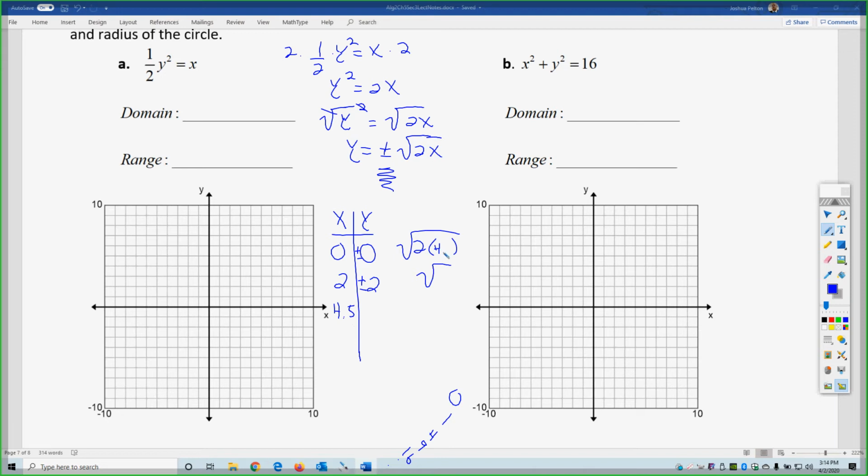If I put in 4.5, I'll get 9. The square root of 9 is 3. If I put in 8, that'll give me 16. The square root of 16 is 4. You can keep going, but it's not necessary. So at 0, I'm at plus or minus 0, which is 0. At 2, I'm at positive 2 and negative 2. At 4.5, I'm at 3 and negative 3. And at 8, I'm at 4 and negative 4.